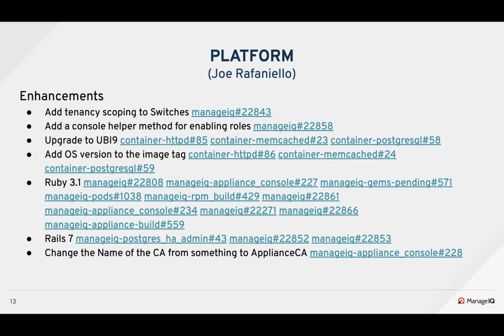For platform enhancements and improvements this sprint, Keenan added tenancy scoping for switches. Next, Jason added a console helper to make it easier to enable roles in the console. Next, Brandon had several PRs in the work to get us to UBI 9. And as we move to UBI 9, Brandon also added the OS version to the container image tag.